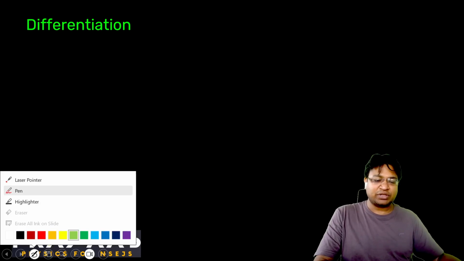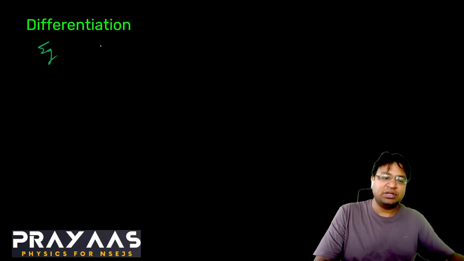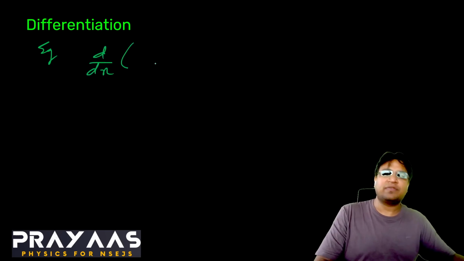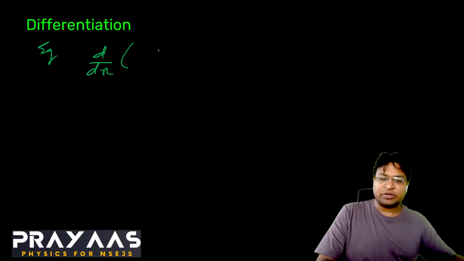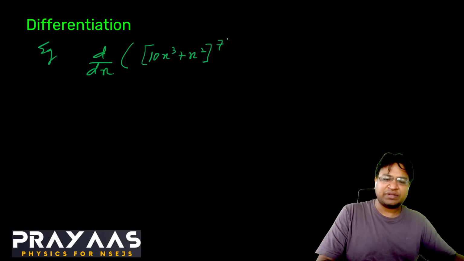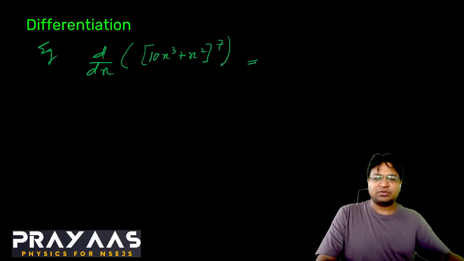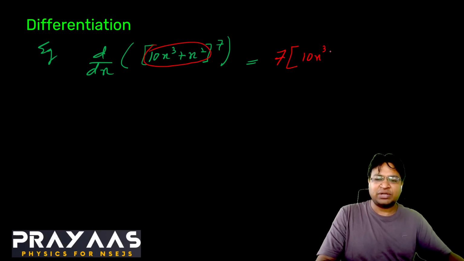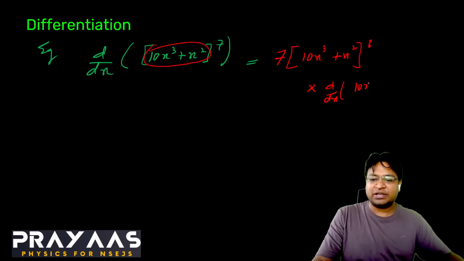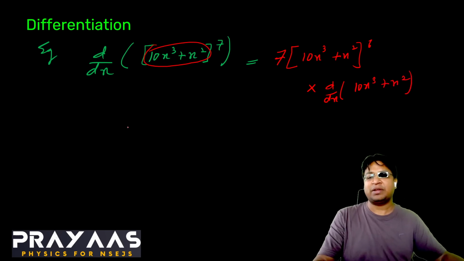Let me give you one more example just to ensure that you are getting it absolutely clearly. So d by dx of (10x cube plus x square) raised to power 7. We want to differentiate this. The first thing I will do is assume this entire quantity as x. So I will write 7, then whatever I assumed as x, and the power will become 6. Now I will multiply with the derivative of whatever I treated as x. I treated 10x cube plus x square as x, so I have to multiply with the derivative of that.